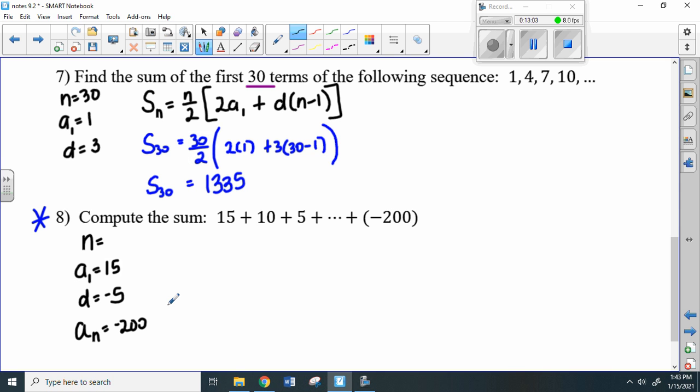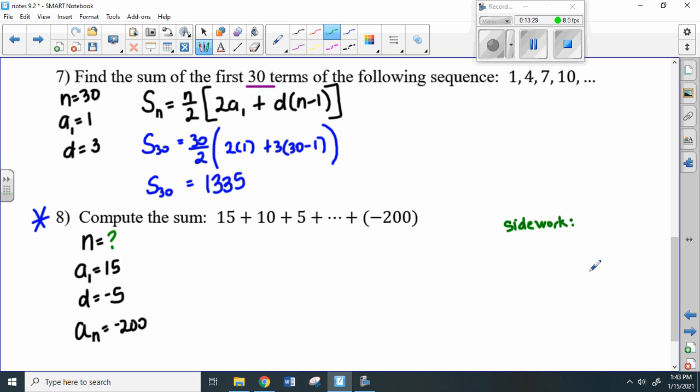Okay? So we have to figure out n, because both formulas require us to know what n is. All right, well, we're actually going to work backwards to figure it out. Okay, so I'm going to do some side work.